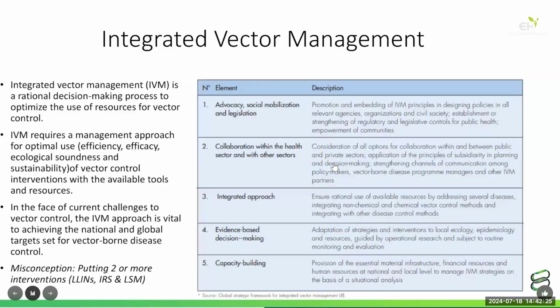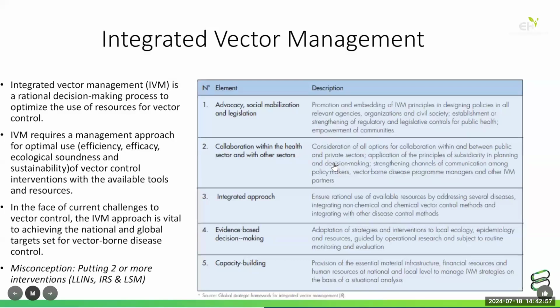The second one talks about collaboration within the health sector, as I mentioned, and other sectors, to ensure that when we are planning, we are also using the resources, could be human or infrastructure or funding, with other sectors, because some of the tools that we use may not necessarily just be targeting mosquitoes, but they can also be targeting other diseases. So that way we are using an integrated approach.